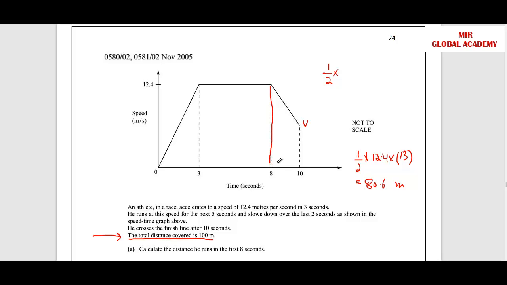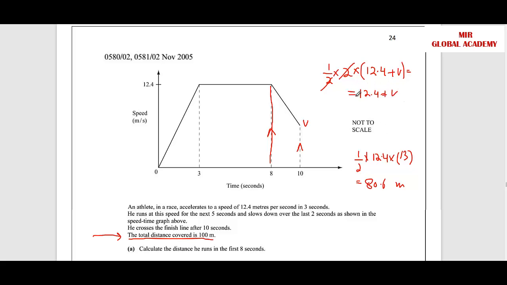Here, this one and this one are the two parallel sides. Let me mark here, just for your understanding. And the distance between these two parallel sides is 2. And this is the height of the trapezium. Let me write 2 here. And then the sum of the parallel sides. This side has height 12.4 and this has height v. So 12.4 plus v. This will give us the distance covered in this portion. This 2 will cancel out with this 2, then we are left with 12.4 plus v.